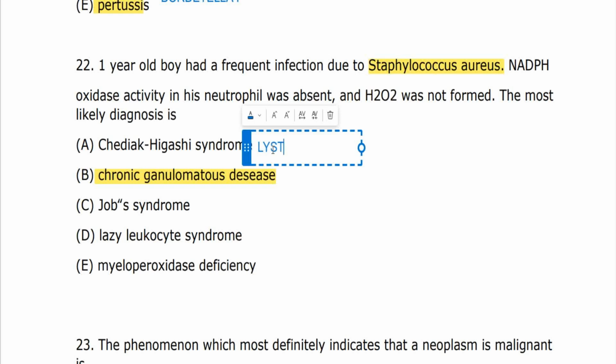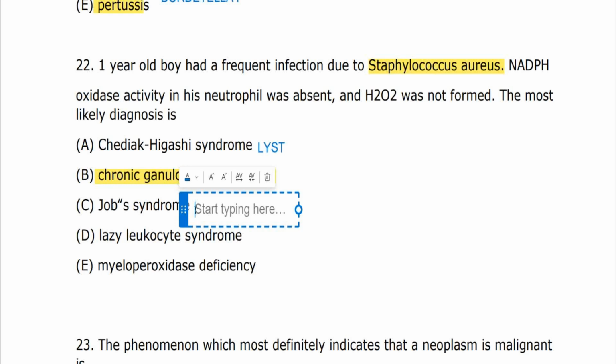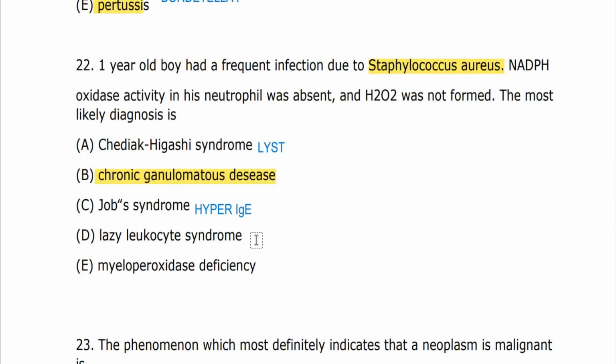I think that's it. Then Job syndrome is another name for hyper IgE syndrome, hyper immunoglobulin E. So it's both stimulatory and inhibitory to the immune system. Then for lazy leukocyte syndrome, basically it's a leukocyte that does not respond to proper chemotaxis. So the chemotactic factors are there, but the leukocyte is not able to migrate fast enough or at all.